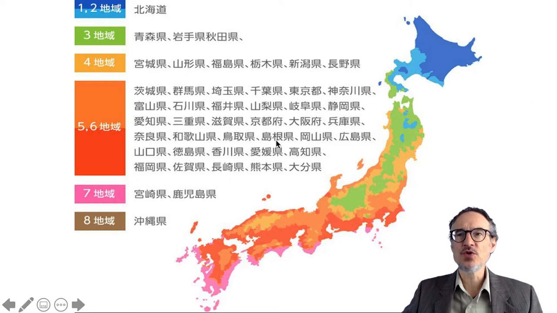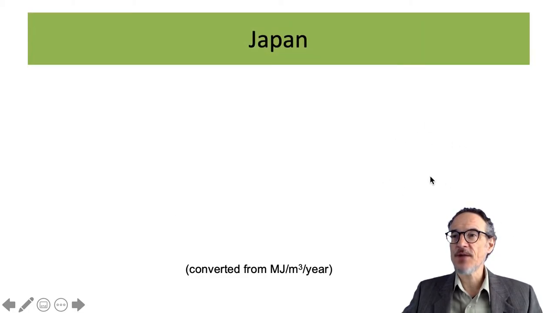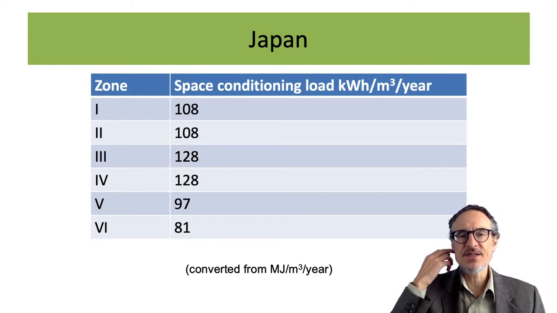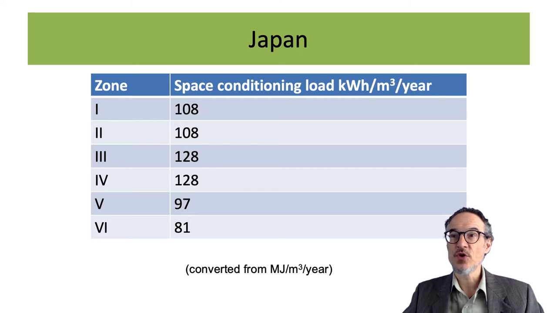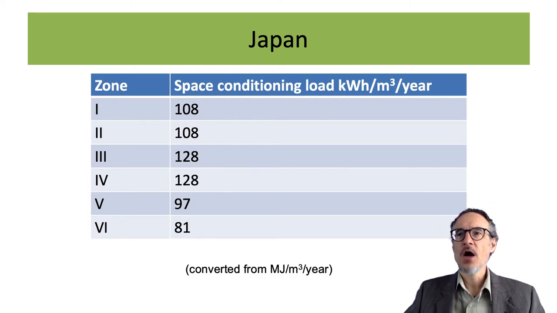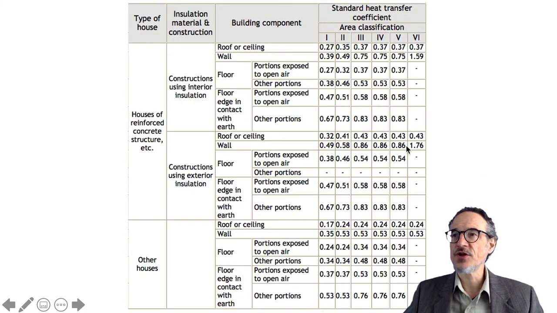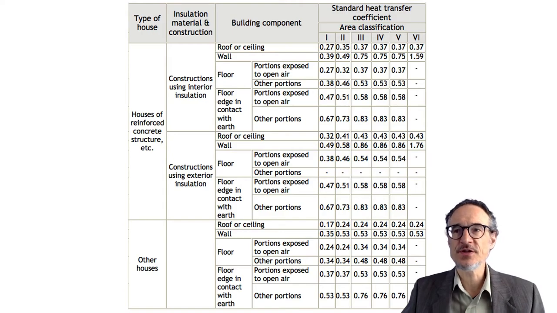You can see there are different zones from 1 to 8 in Japan, and these have been converted. I like to use kilowatt hours. This is space heating, so this is how much heating is used or should be used in each area over the year to keep warm. There are some standards from Heisei 11 and Heisei 25. Originally there were only 6 different regions, and this has gone up to 8. This is more information about the heat transfer coefficients and what should be used in different regions and different zones.